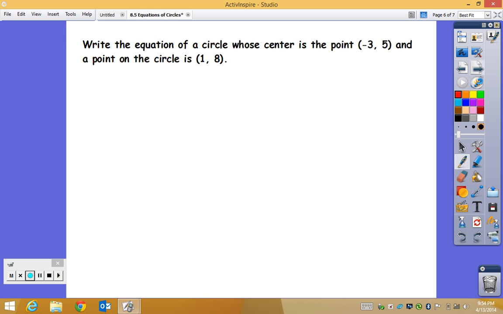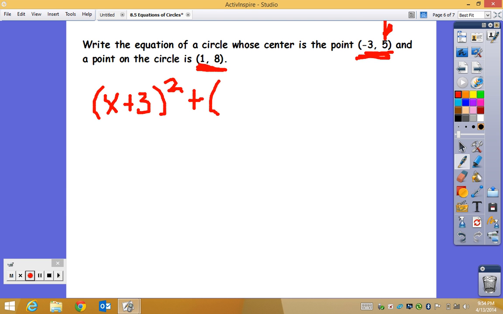Okay, so here we want to write the equation of a circle. We're given the center point is (-3, 5), and we have a point on the circle at (1, 8). So what we know for our equation is going to be (x + 3)², because we have a -3, so it's addition, plus our k is positive 5, so it is (y - 5)² = r².